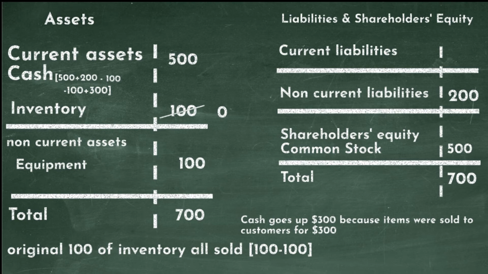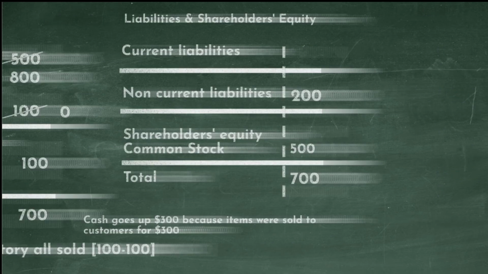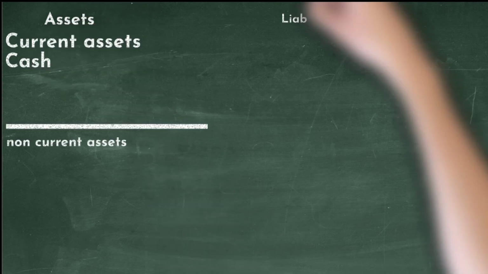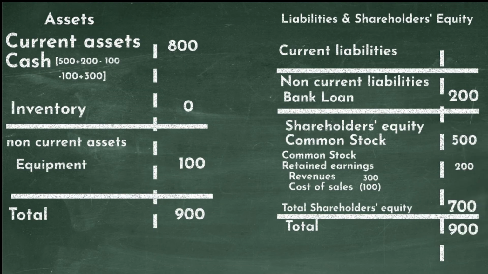So everything's still balanced, but we're going to add the 300 and we're going to show you where that goes on the liability side. We're at 800 on the left side. We have to balance it on the right side. And we're going to do this in this slide here. We have 800 in cash, 100 in equipment, giving us 900 in assets.